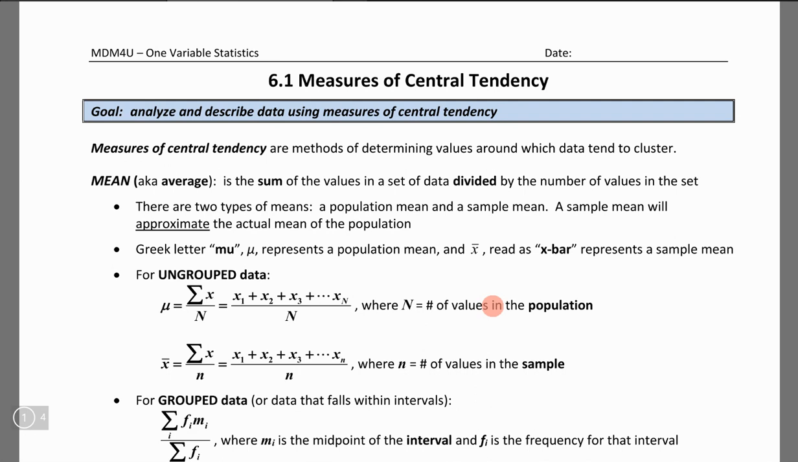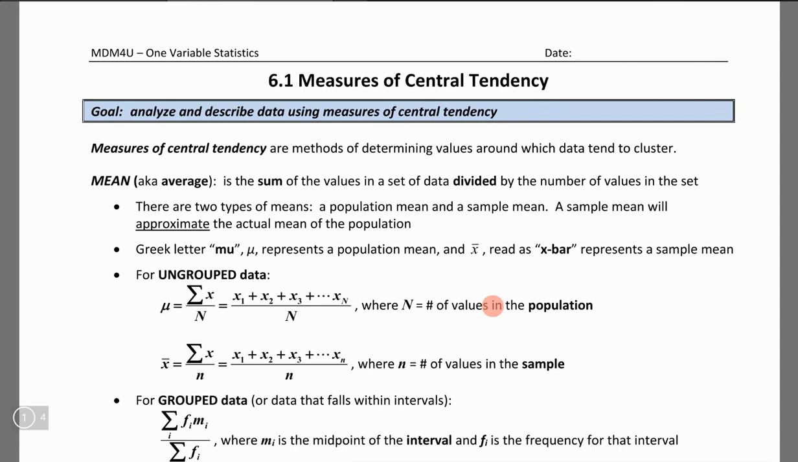So the first measure of central tendency is the mean average. This is the sum of the values in a set of data divided by the number of values in that set. There are two types of means: a population mean and a sample mean. A sample mean will be the approximate value of the actual mean of the population, whereas the population mean is the actual mean value of every member of your population.